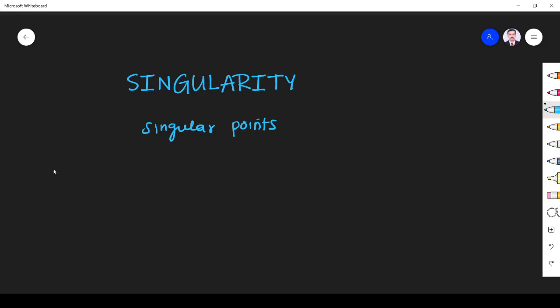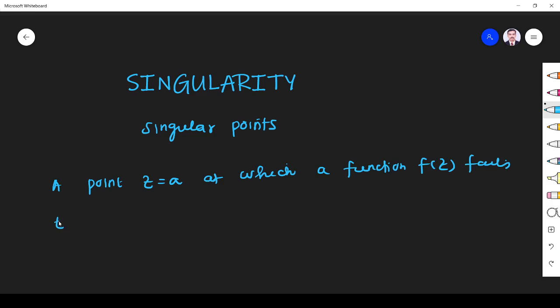First, let me define what is a singular point or singularity. A point z is equal to a at which a function f of z fails to be analytic is called a singular point of the function f of z.